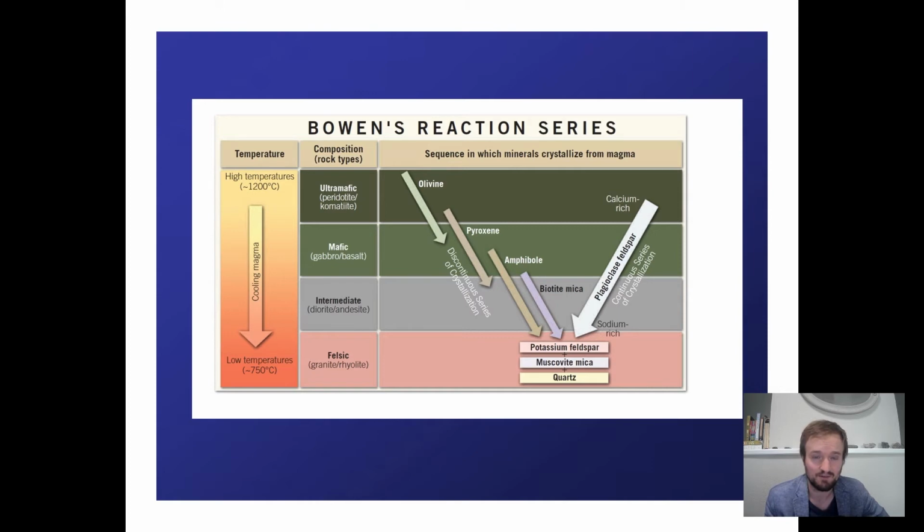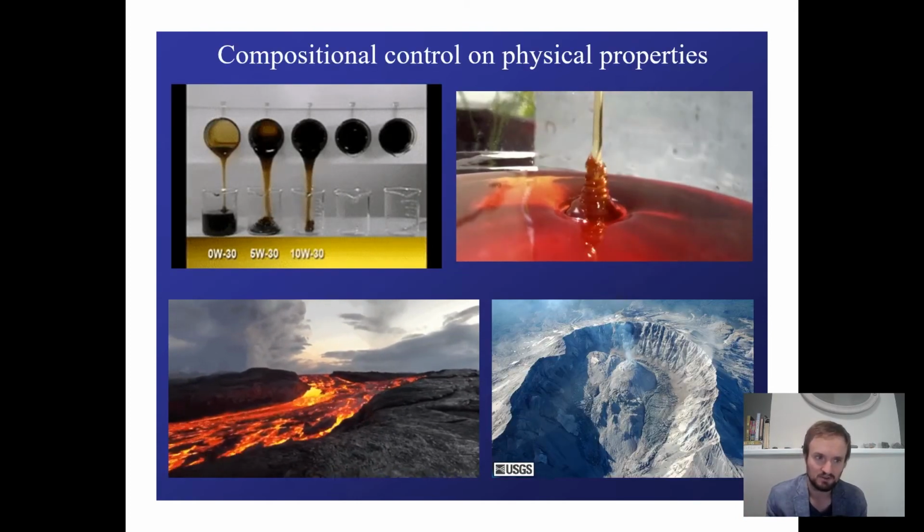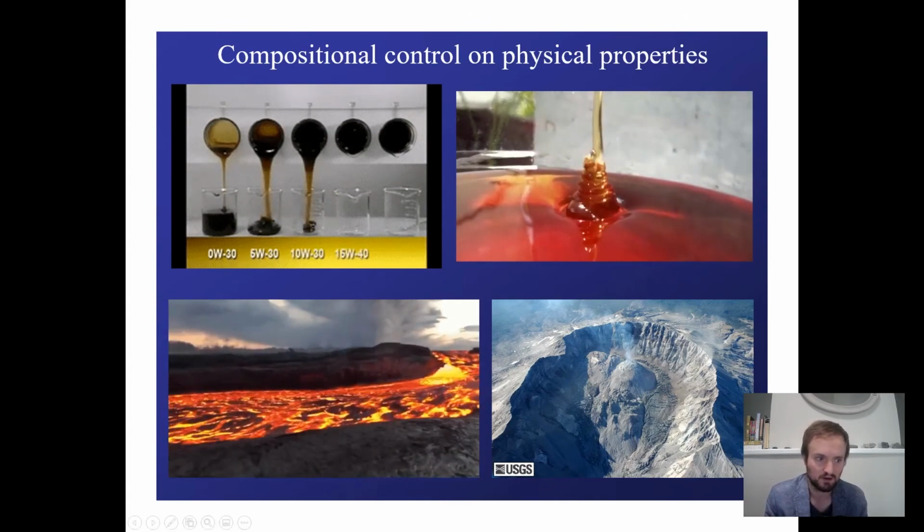So like the Cascade volcanoes, those are all erupting things that are super felsic. And that's because the crust there is so thick that the basalts that are coming up and feeding the root systems of these volcanoes are stalling out, they're cooling, and that leftover felsic liquid is working its way up and then erupting. And so there's a compositional control on physical properties, okay?